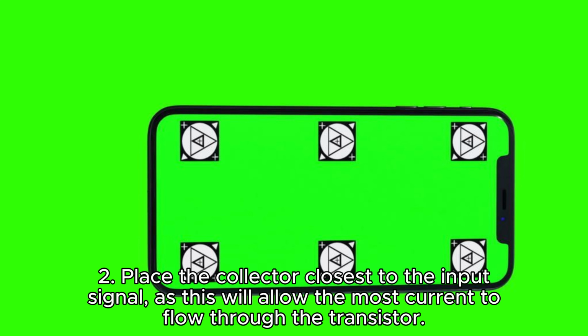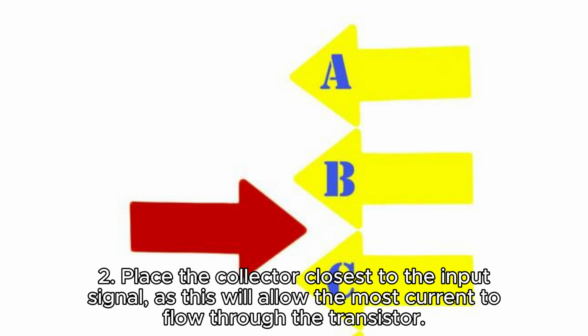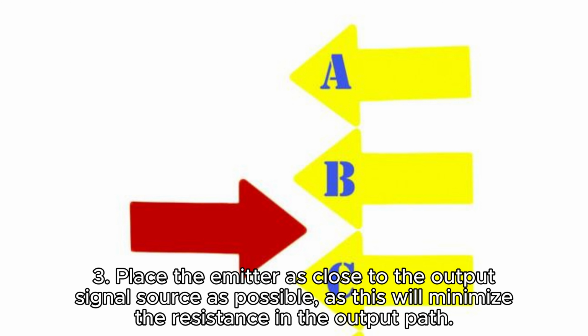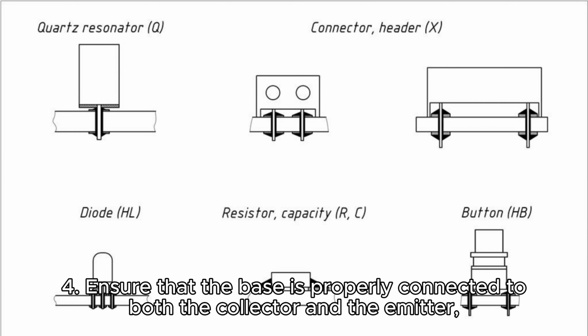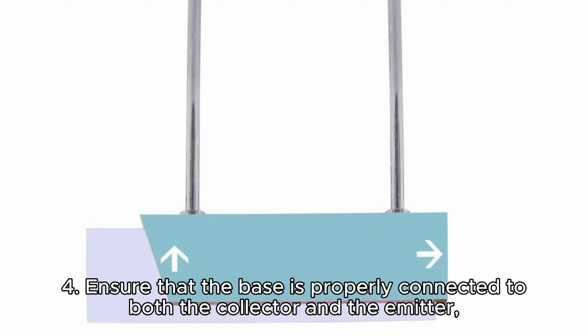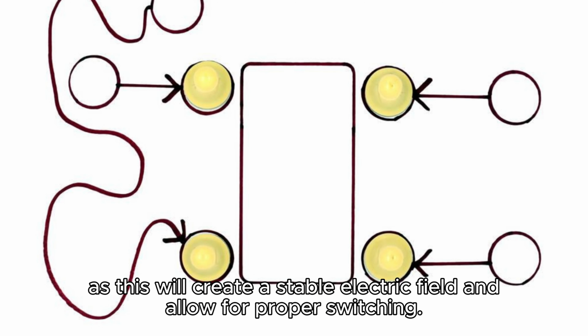2. Place the collector closest to the input signal, as this will allow the most current to flow through the transistor. 3. Place the emitter as close to the output signal source as possible, as this will minimize the resistance in the output path. 4. Ensure that the base is properly connected to both the collector and the emitter, as this will create a stable electric field and allow for proper switching.